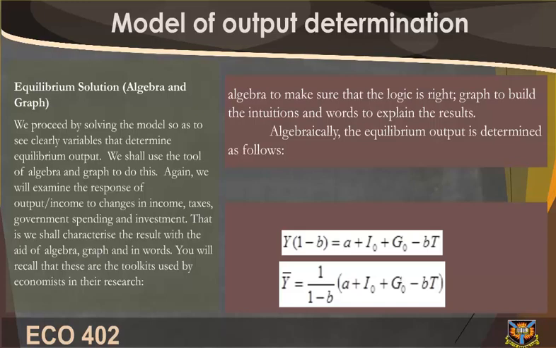We proceed by solving the model so as to see clearly the variables that determine equilibrium output. We shall use the tools of algebra and graph to do this. Again, we will examine the response of output and income to changes in income, taxes, government spending, and investment. That is, we shall characterize the result with the aid of algebra, graph, and in words. You will recall that these are the toolkits used by economists in their research: algebra to make sure that the logic is right, graph to build the intuitions, and words to explain the results. Algebraically, the equilibrium output is determined as follows.